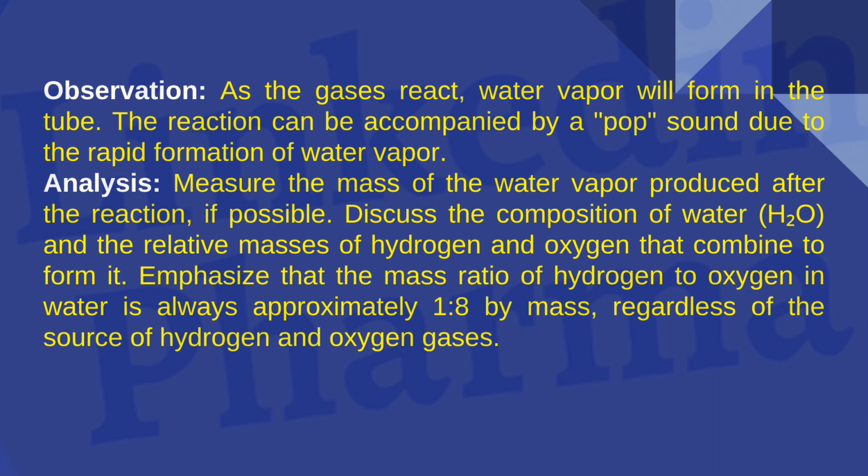Observation: as the gases react, water vapor will form in the tube. The reaction can be accompanied by a pop sound due to the rapid formation of water vapor. Analysis: measure the mass of the water vapor produced after the reaction, if possible. Discuss the composition of water and the relative masses of hydrogen and oxygen that combine to form it. Emphasize that the mass ratio of hydrogen to oxygen in water is always approximately 1:8 by mass, regardless of the source of hydrogen and oxygen gases.